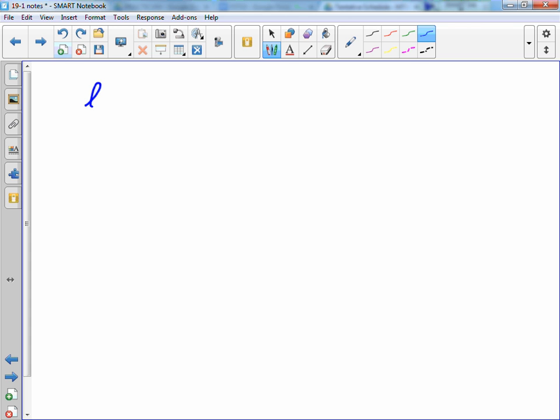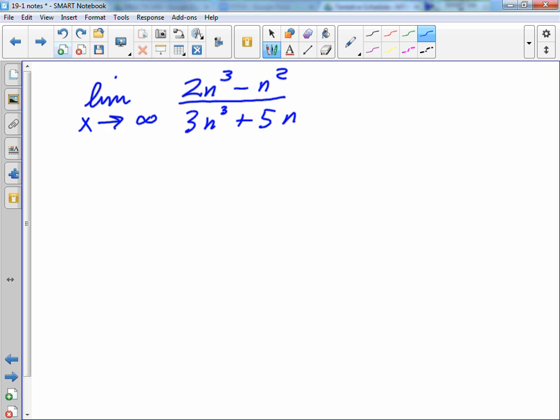So let's do another one, like the limit as x approaches... I need an example. Can't think of one off the top of my head, so I'm going to steal one out of the book. Oh, here we go. This will be fine. The limit as x approaches infinity of 2n to the third minus n squared, I like this one, over 3n cubed plus 5n.